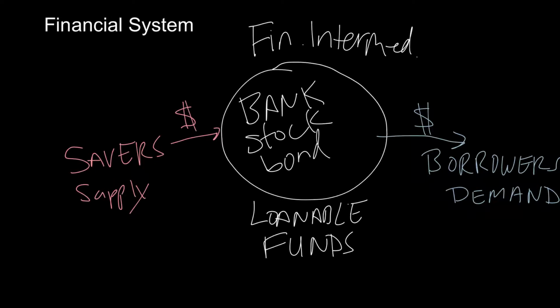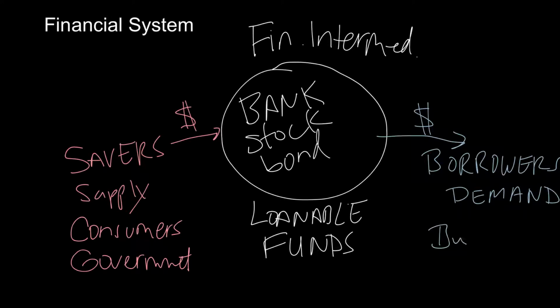So to keep things simple, we're going to say that the supply side, the savers that are supplying, is basically going to be either your consumers or households, might be another word you would look for it. And we're also going to keep the government on this side. And then over on the borrower's demand side, that's going to be the businesses or firms or whatever words you want to use for them.